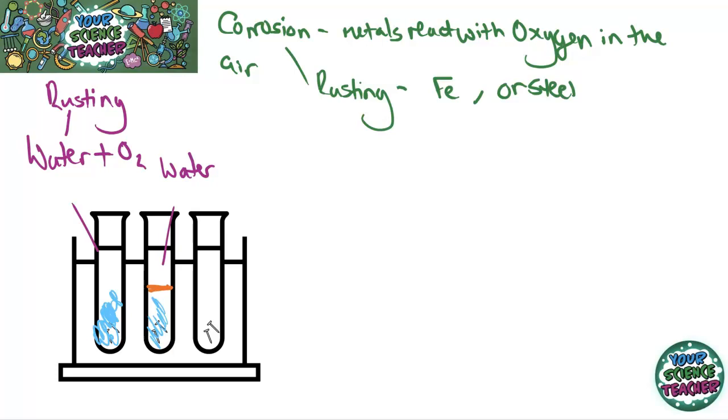And in the last one, you're going to place some calcium chloride chips in there, and you're also going to put a bit of cotton wool over the top of your test tube. What this calcium chloride is going to do is absorb any of the water in there, so that you're going to get no water or oxygen. And in this one, we should see that we do not get any rusting occurring.